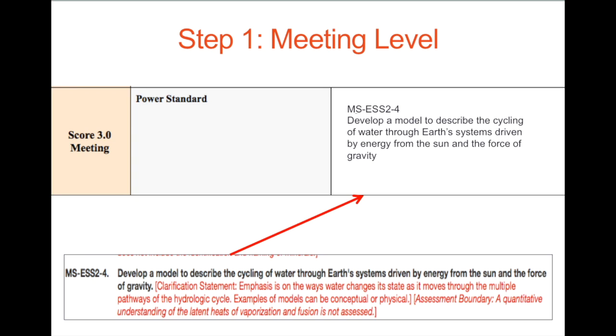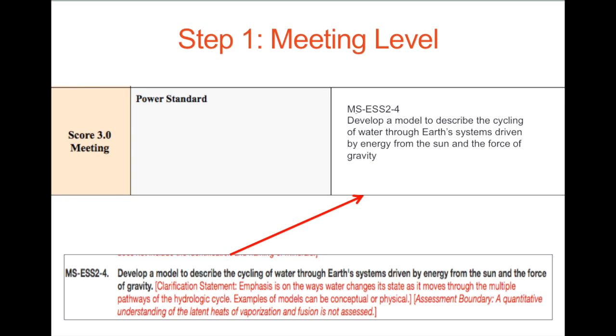Since this is the expected level for all students and will drive the learning, I'm going to go to my grade level standards and copy the power standard word for word and place it on my proficiency scale under the meeting standard level. Once my grade level power standard is in the meeting standard level, I'm going to read through my standard and identify what I want my students to be able to know and do.